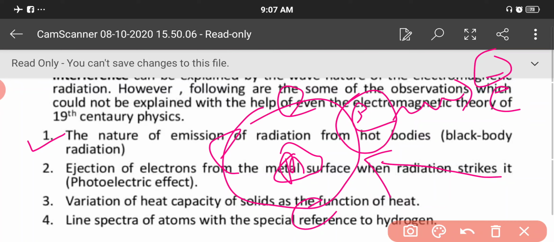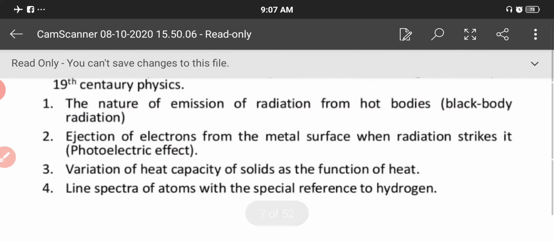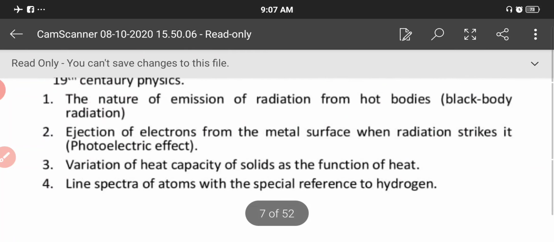Okay, after striking of radiation on the metal surface, the electrons of the metal surface are ejected from their atomic orbitals, which is known as the photoelectric effect. Next one is variation of heat capacity of solids as a function of temperature. And the third one is line spectra of atoms with special reference to hydrogen, that we will discuss later in this unit. Okay, so you just have to remember these observations.